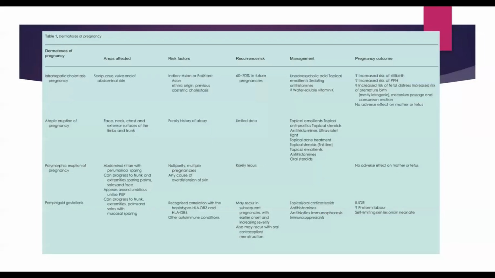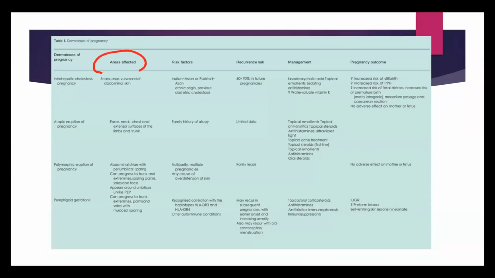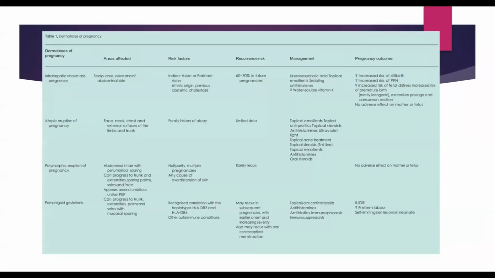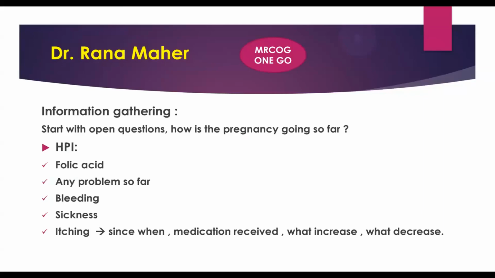This is the table from the TOG article. It was very important in part two to know the areas affected, the management and the pregnancy outcome. But here, please just memorize the names, just the names, and that's it. I put it here just to remind you of the differential diagnosis we discussed before in part two.